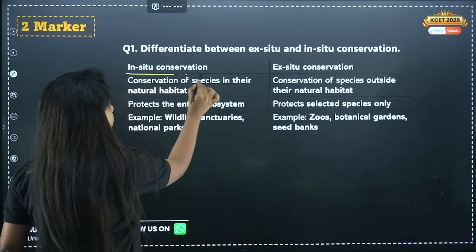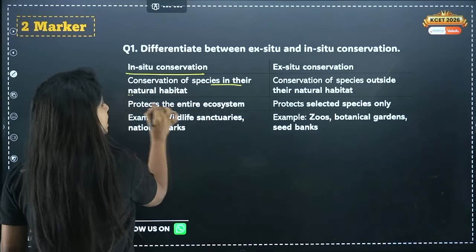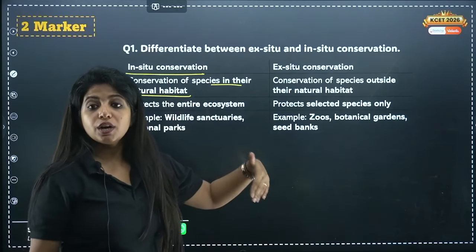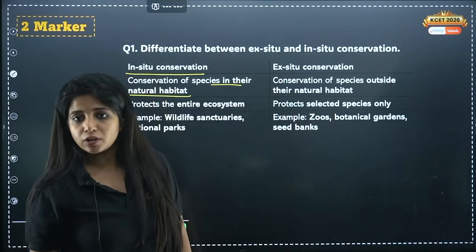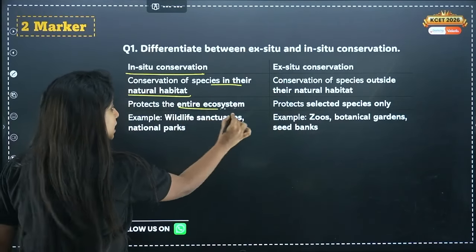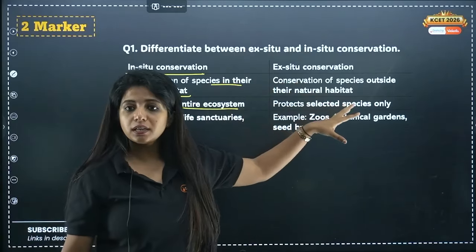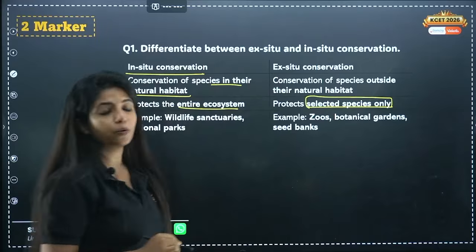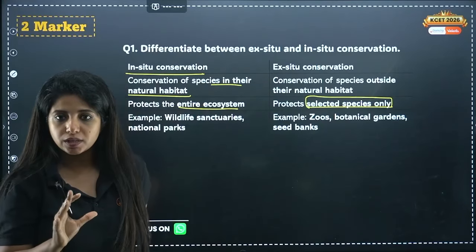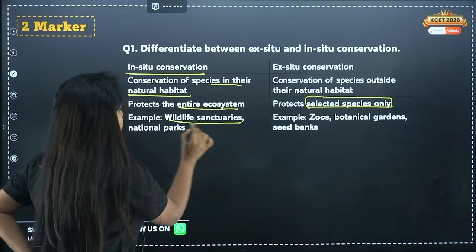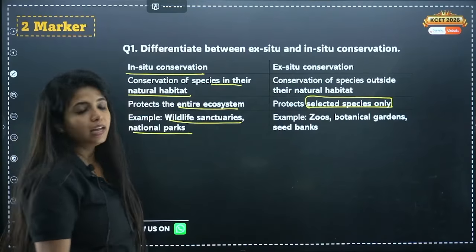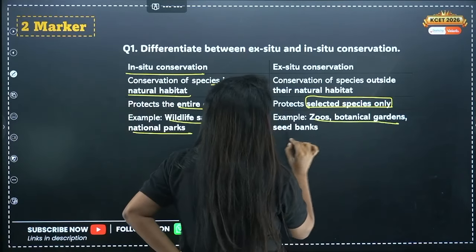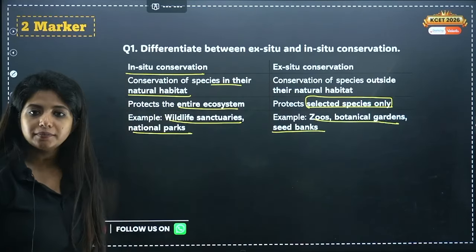What is in situ conservation? Conservation of species in their natural habitat. Ex situ means you're conserving outside the natural habitat. In situ protects the entire ecosystem. Ex situ basically protects the selected species only. You cannot protect the entire thing; you are going to protect only the selected species. Examples here are wildlife sanctuaries, national parks. Here the examples are zoos, botanical gardens, seed banks, and so on.